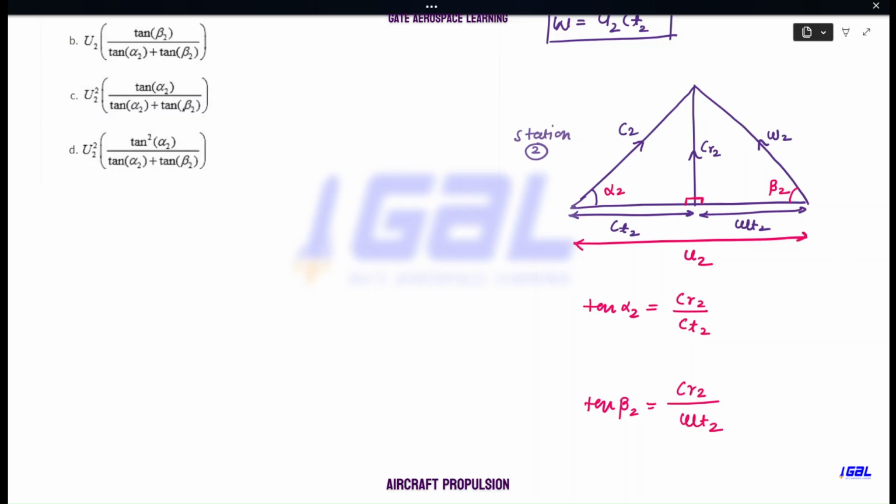Okay, those who have done the velocity triangle, or those who have done the centrifugal compressor properly, those who understand the velocity triangle, understanding is also required. Then you will be able to understand this question, otherwise things will be here and there only. So better you understand the velocity triangle first.